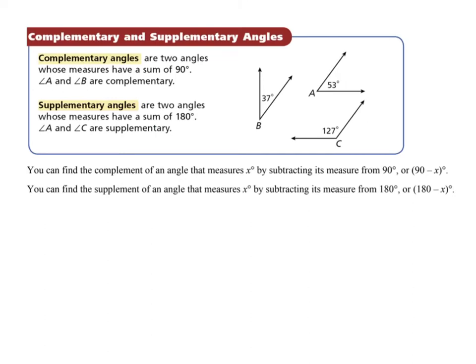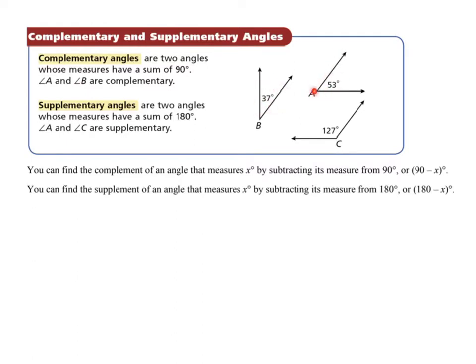All right, now we have two more definitions of different types of angle pairs, and this is where it kind of gets interesting because now we're talking about specific numbers with these angles. So complementary angles are two angles whose measures have a sum of 90 degrees. So in this case, angle A and B, so angle A is 53 degrees, angle B is 37 degrees.